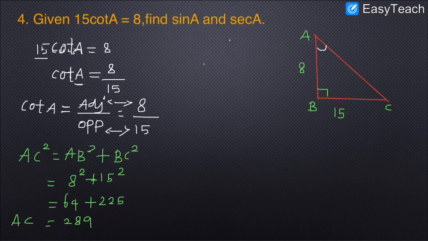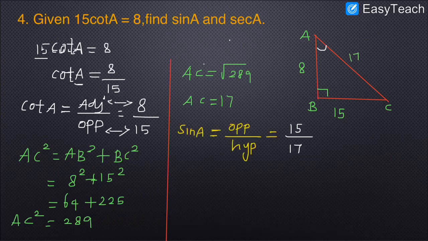So after substituting the values, I got 289 for AC square. So take the square root of this one to find AC, 289. I will tell you in the next video how to find the square root of a bigger number easily. So I will make a separate video for that. So for now, the square root of 289 is 17. Now AC is 17.